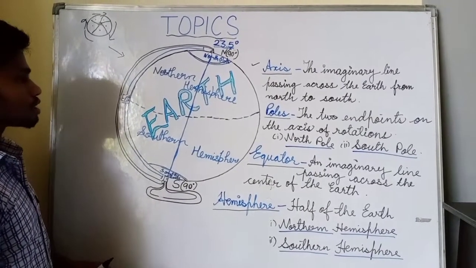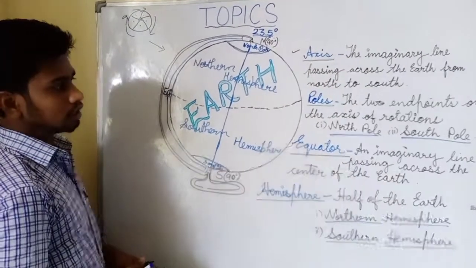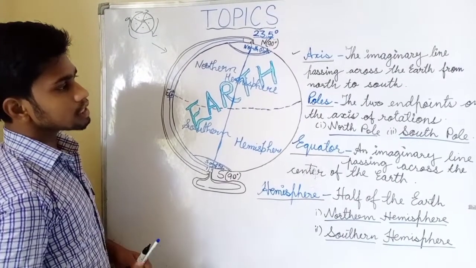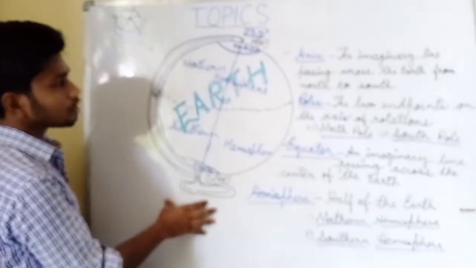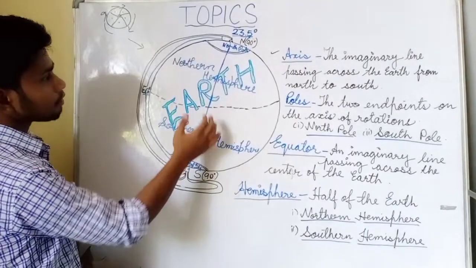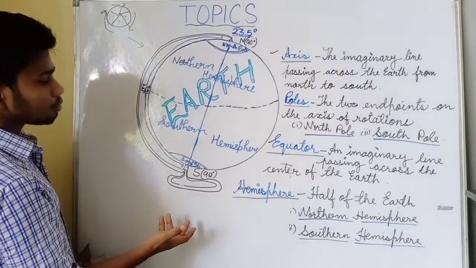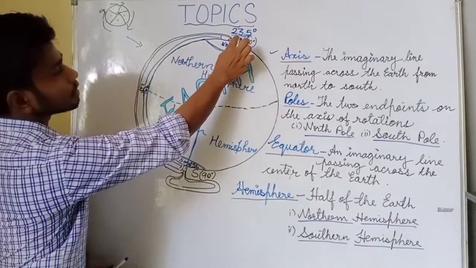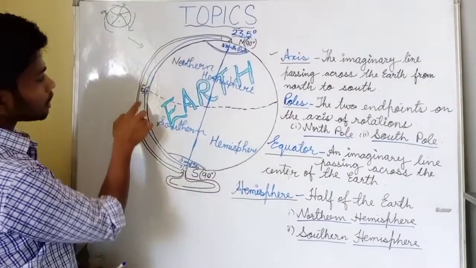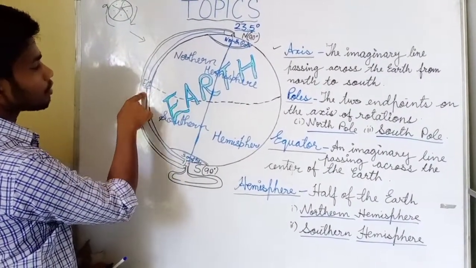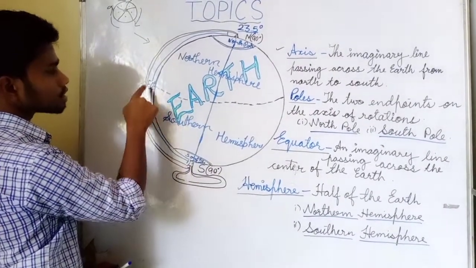I hope you have understood this topic, the division of the Earth, how the Earth is divided. So your homework is to make a figure of the globe as I have explained. You have to write the points: where is the Northern Hemisphere, where is the Southern Hemisphere, where are the North Pole and South Pole, and how many degrees the axis line passes. Then you have to write the equator line and how many degrees the equator is. It is 0 degrees.